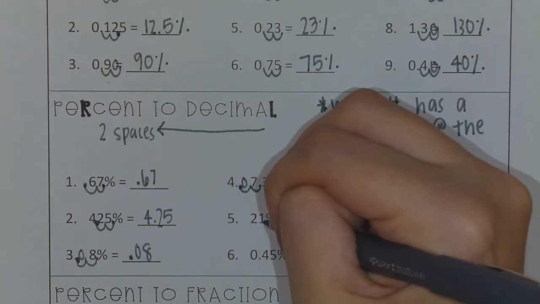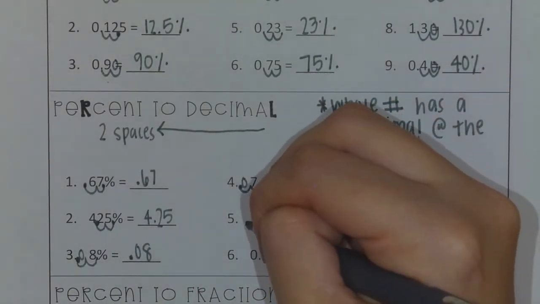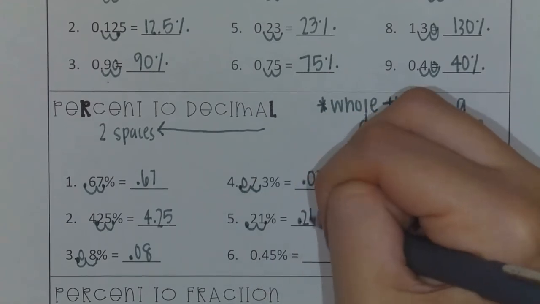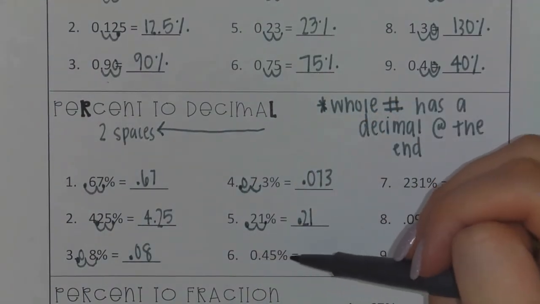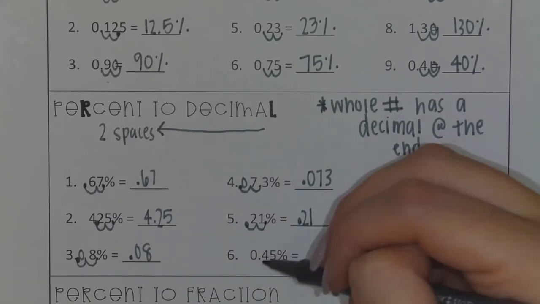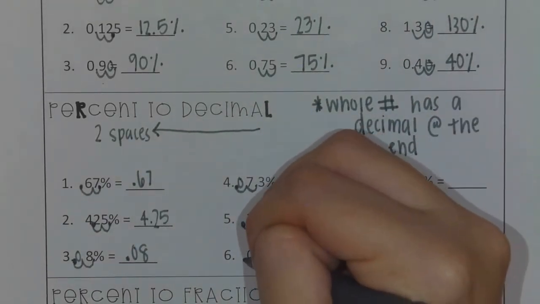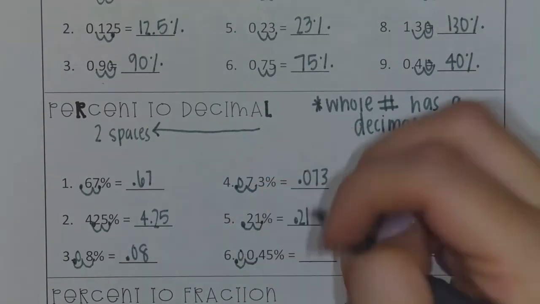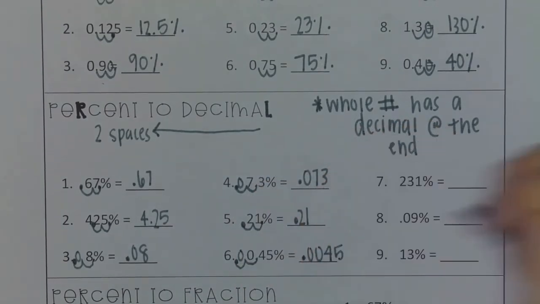21%, we're going to add our decimal at the end because it's a whole number. Move it 2 spaces to the left, so it becomes 21 hundredths. And 45 hundredths%, I've already got a decimal there. I need to move it 2 spaces to the left. So 1, 2, add a 0 in that blank space, so it becomes 0.0045.